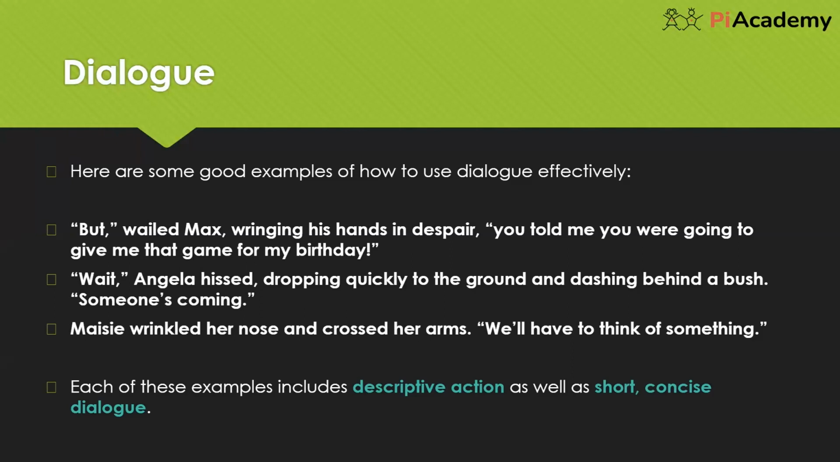Here's the third one. Maisie wrinkled her nose and crossed her arms. "We'll have to think of something." So here, if we just use the dialogue by itself, that would be tell, right? That would just be a tell sentence. But by showing it, she wrinkled her nose and crossed her arms, that suggests a sense of decisiveness or a sense of determination. We can see it as well as hear it in the way that she says her dialogue out loud.